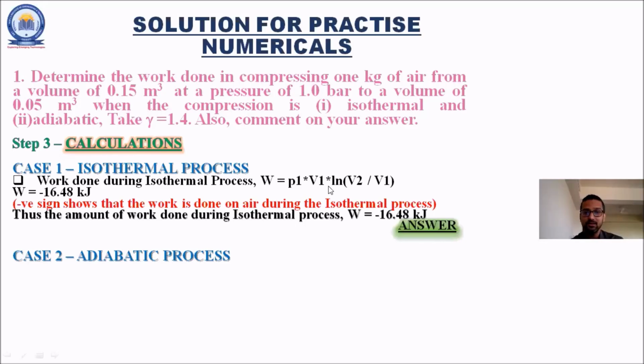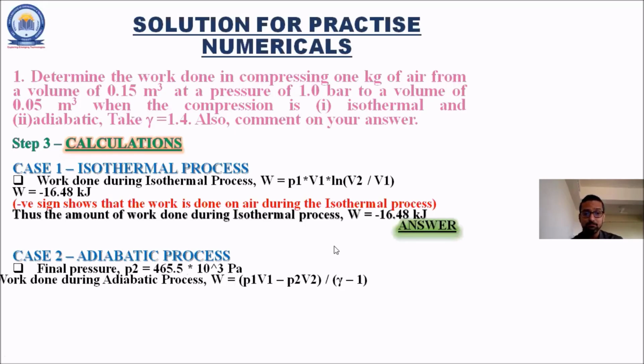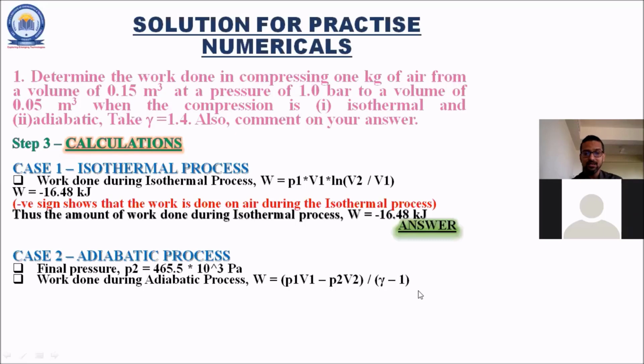So for calculating the work done in this process, firstly we need to calculate the final pressure, that is P2. And the answer of the final pressure P2 comes out to be 465.5 into 10 raised to power 3 Pascal. So now I can easily use the equation for the work done. So work done during the adiabatic process, W is equal to P1 V1 minus P2 V2 upon gamma minus 1. Now I am having all the values of pressure, volume and gamma, that is constant, already given. So substituting all these values, we are getting the answer.